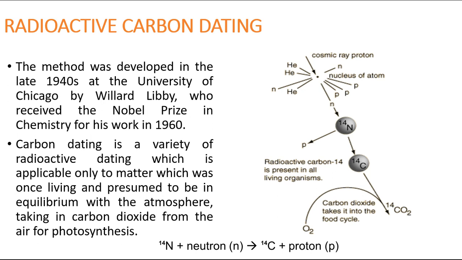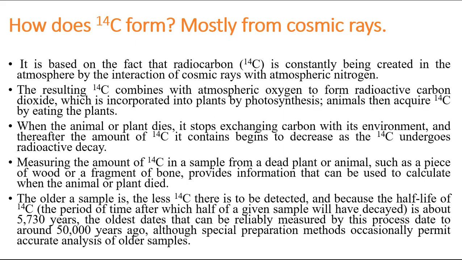So how does this work? Actually, nitrogen 14 is present in our atmosphere, and it is hit by neutrons from the cosmic radiations. After this, the neutrons convert this nitrogen into the radioactive C14 isotope plus protons. This C14 carbon isotope is radioactive, and it is absorbed by living organisms or carbon based materials.